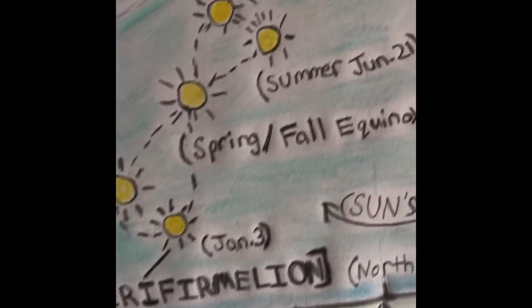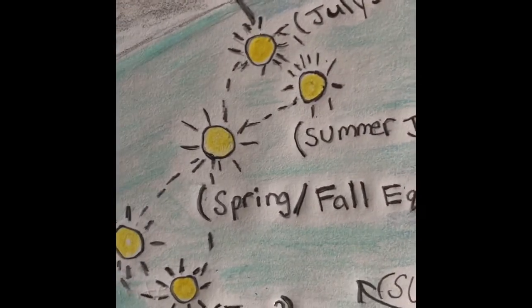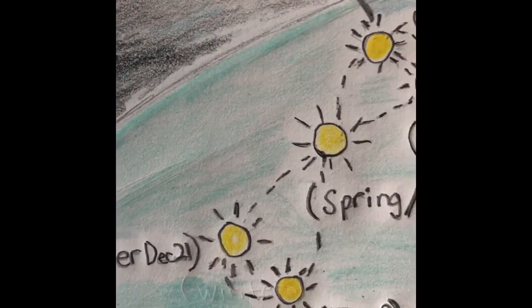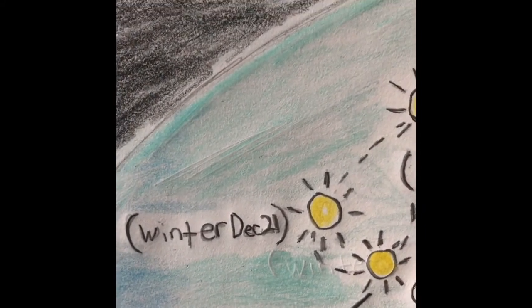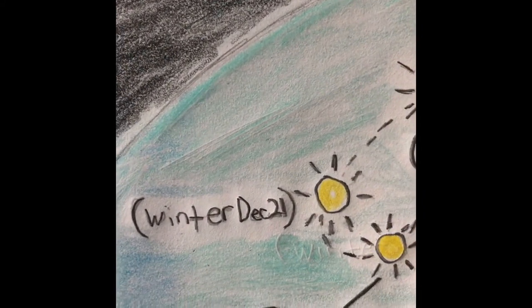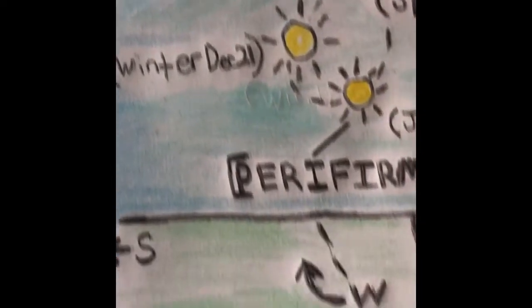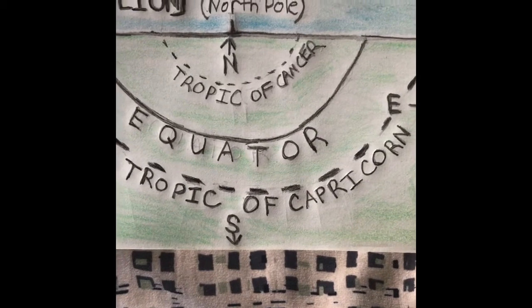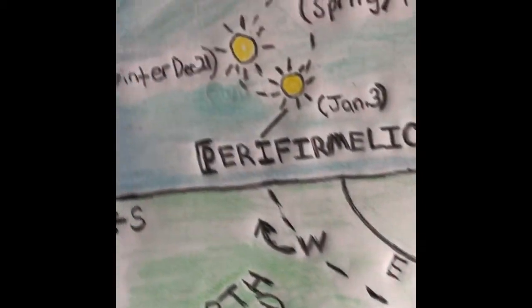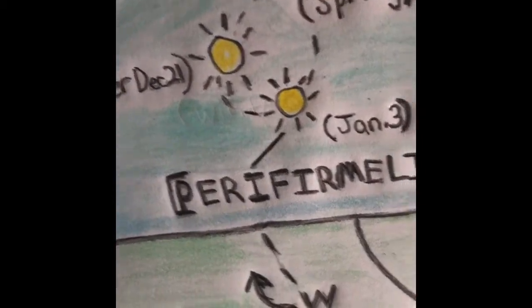And then eventually it will keep going more south, migrating more south. And on winter, on December 21st, it will reach its southernmost point, which is hovering over the Tropic of Capricorn. And the Tropic of Capricorn is at its southernmost point. And then eventually it will migrate back towards the north.